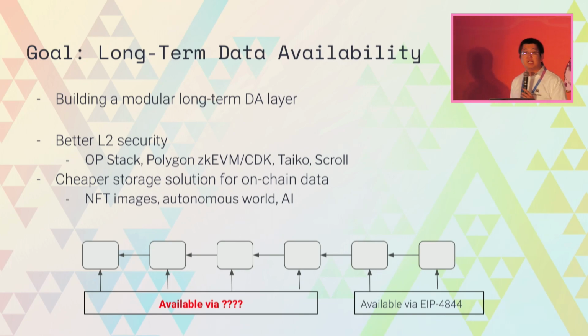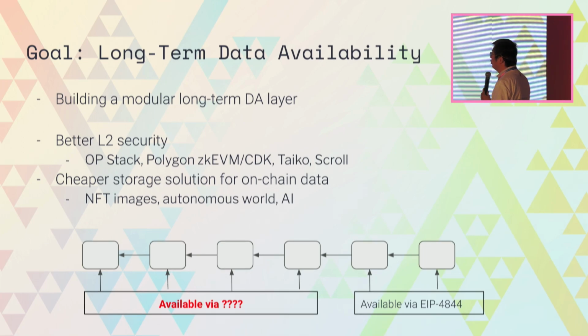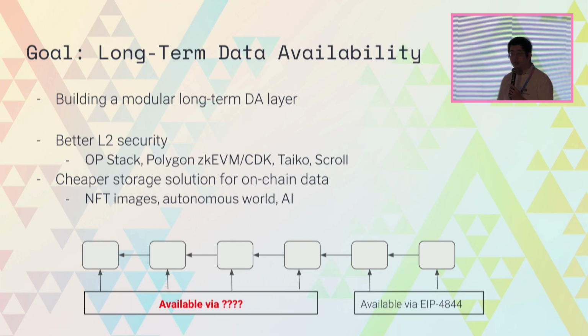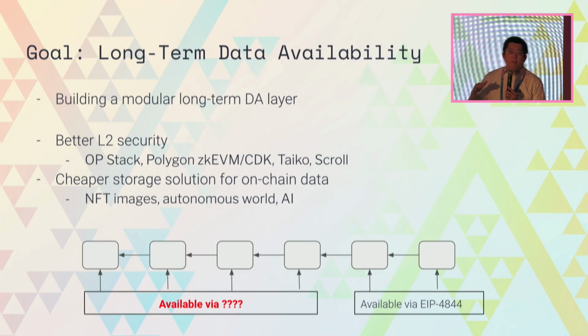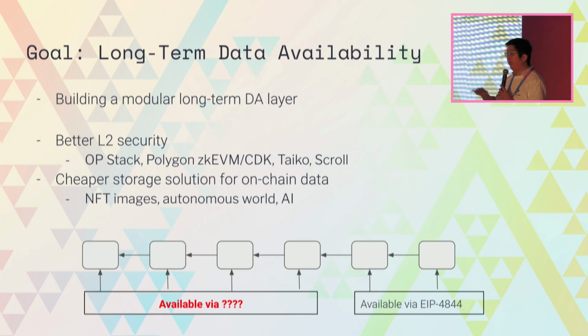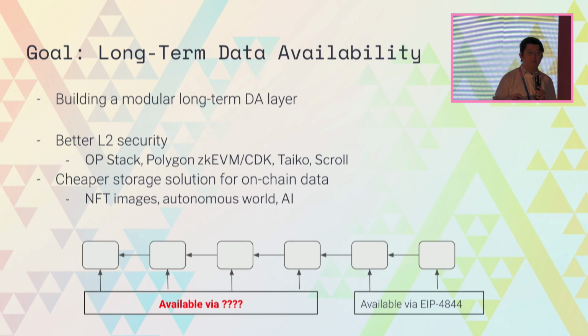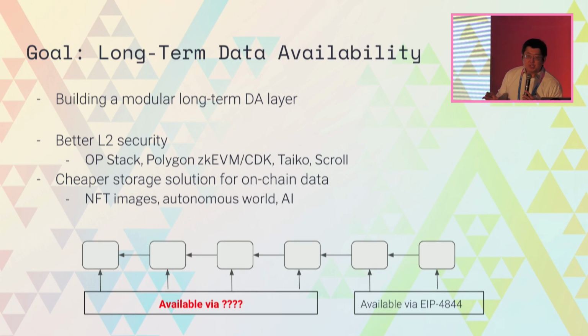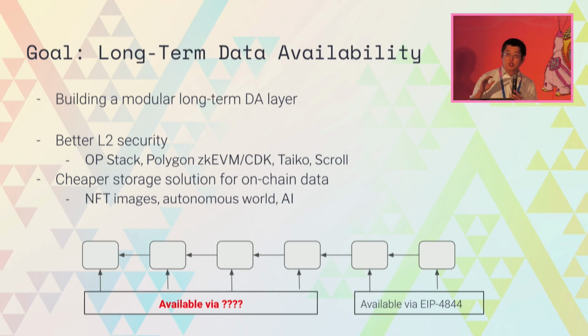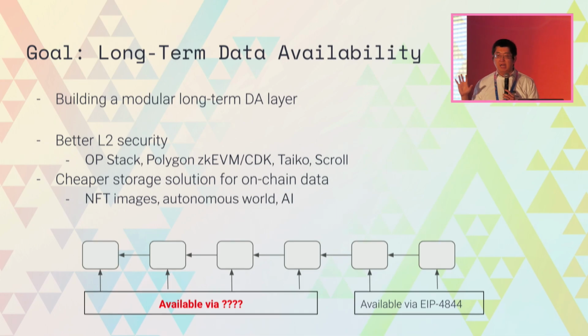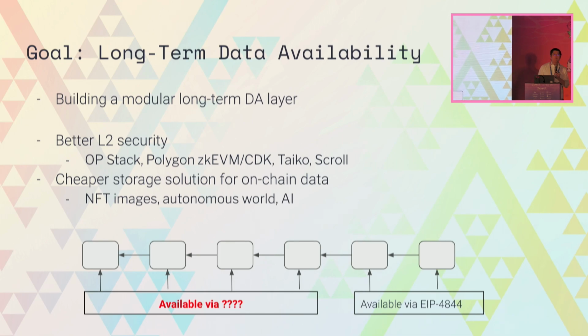Second, with much longer storage solutions, we are able to offer much cheaper storage for a large amount of on-chain data, including NFT images, autonomous worlds, and AI models themselves. With these technologies, we are able to upload an AI model, which can be a couple of gigabytes, and verify its result with the prompts as input until the corresponding output is correct, which enables a lot of applications that were not possible before.